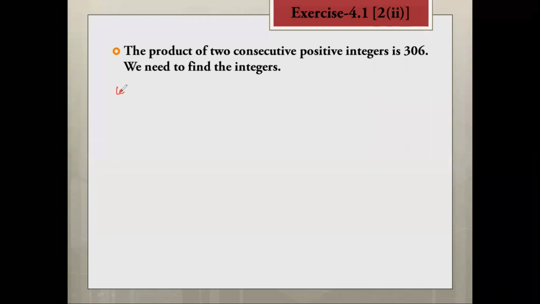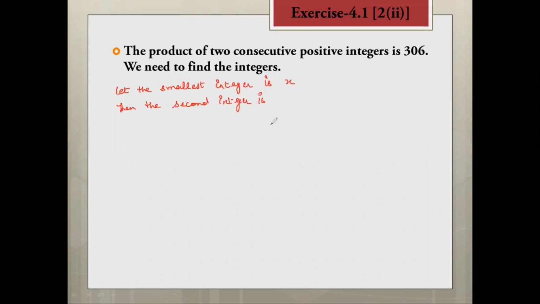Okay, so here let the smallest integer be x. Then the second integer is x plus 1. Now what is given? The product of two consecutive positive integers is 306. So according to the question, we have to take its product and that product should be equal to 306. So it implies x square plus x minus 306 is equal to 0. So that is your required quadratic equation. So let us move to the next question.